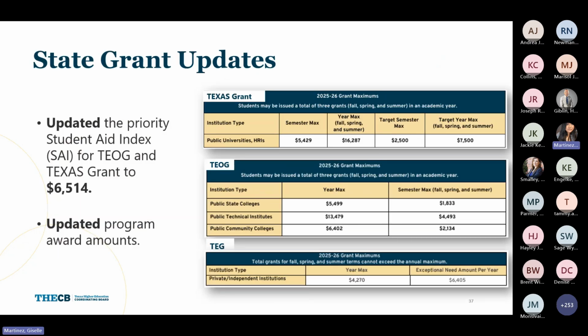As for state grant updates, the Priority Student Aid Index for TEOG and Texas Grant was updated to 6,514. And the maximum amounts for each grant program that were sent out earlier this year have been updated in the applicable guideline.